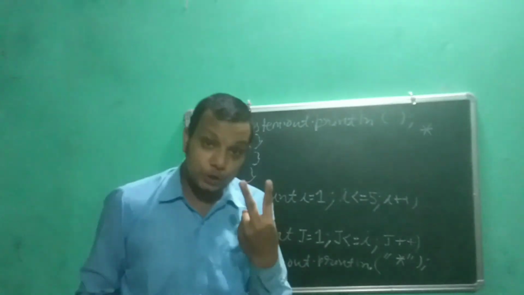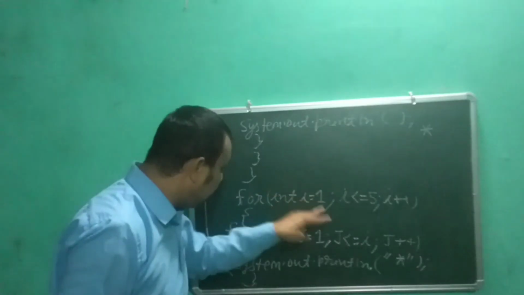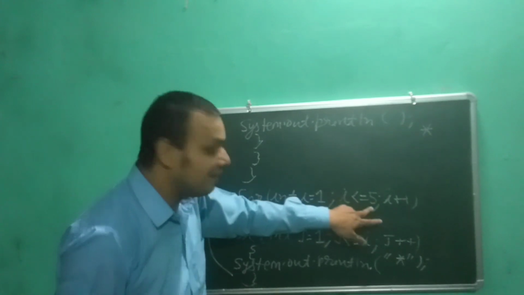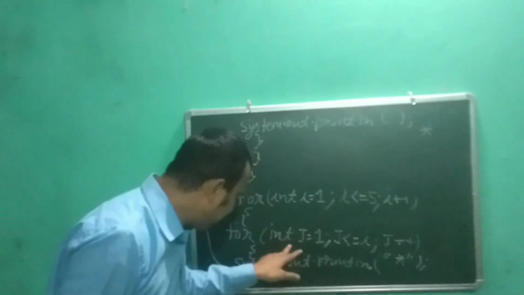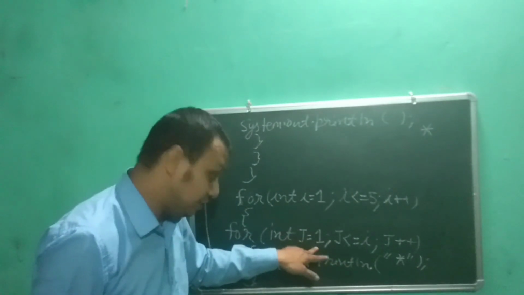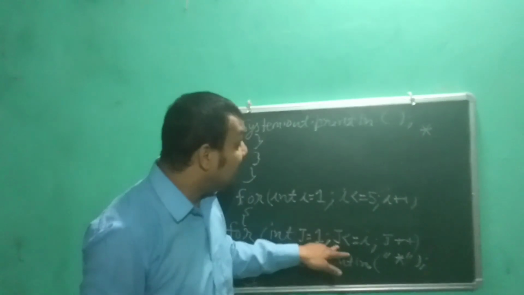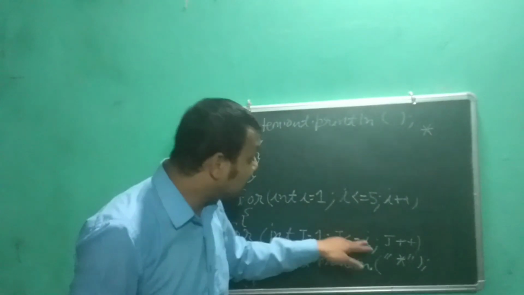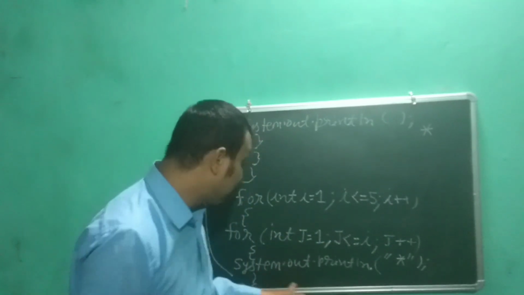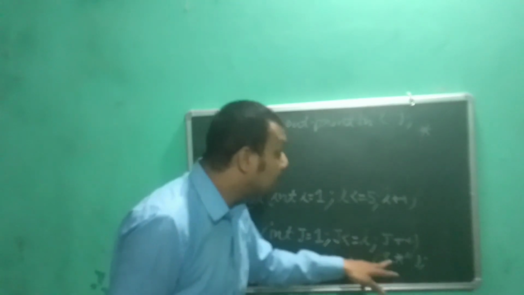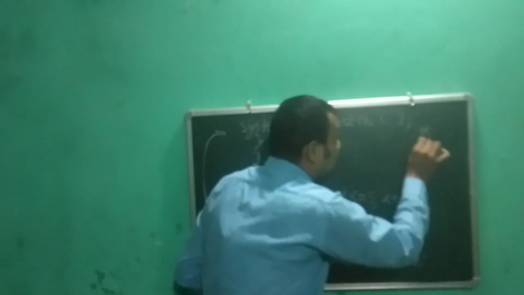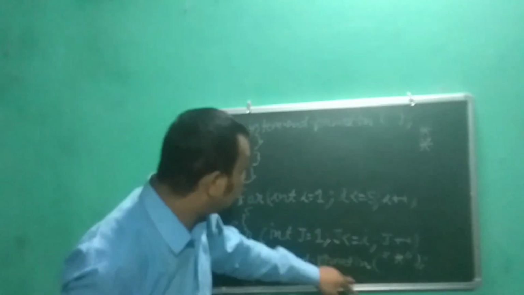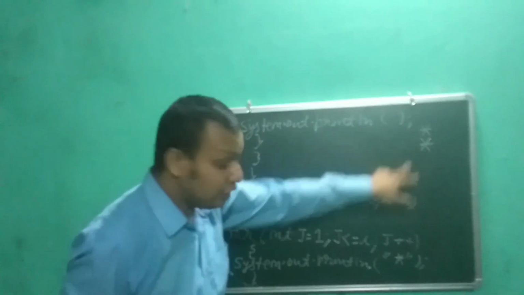Now i++. i becomes 2. 2 is lesser than 5. Condition true. Come down. j is 1. j is lesser than i. What is the value of i now? 2. 1 is lesser than 2. Condition is true. System.out.print star. Print a star, because after that here we will go and the line will be changed.